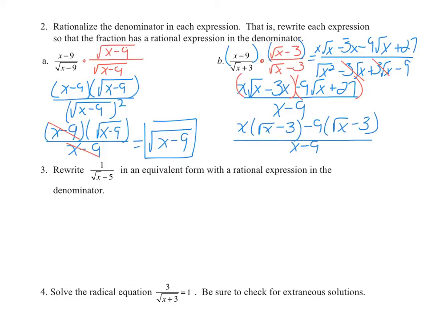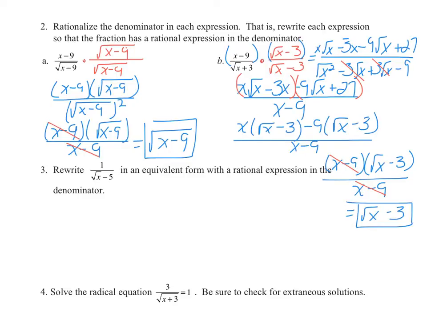All right, so I put the GCFs together, so I'm going to end up with x minus 9 times radical x minus 3, because you remember you bring down one common factor, over x minus 9. Ooh, I can cancel out the x minus 9s, so my final answer is going to be radical x minus 3. All right, that wasn't too bad.